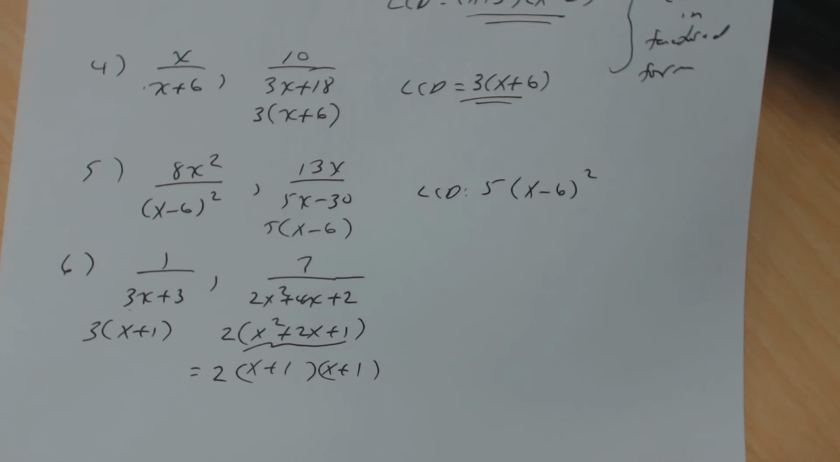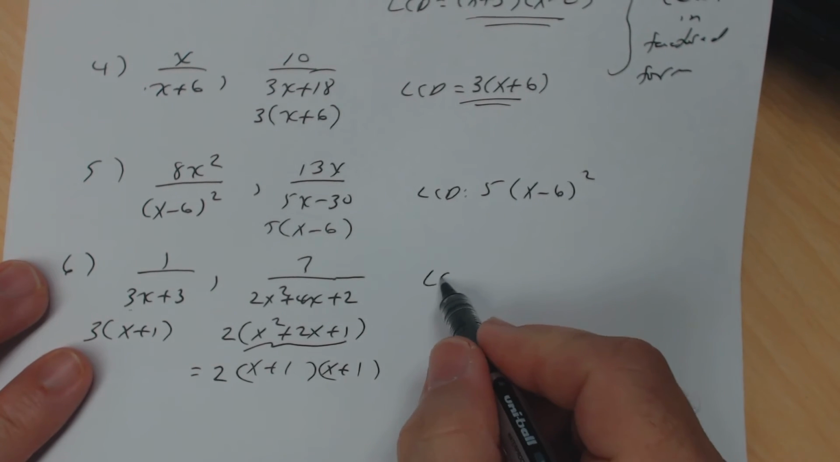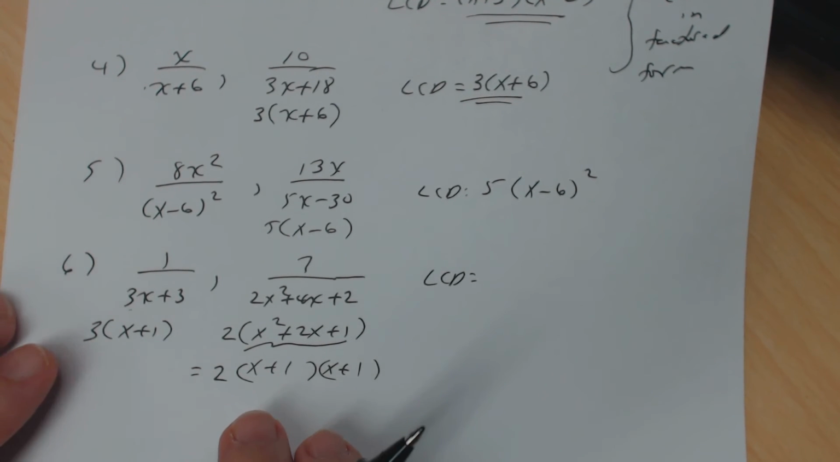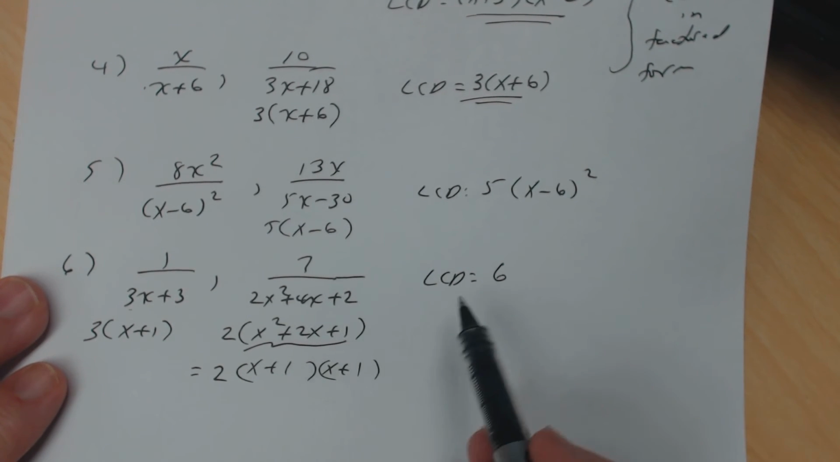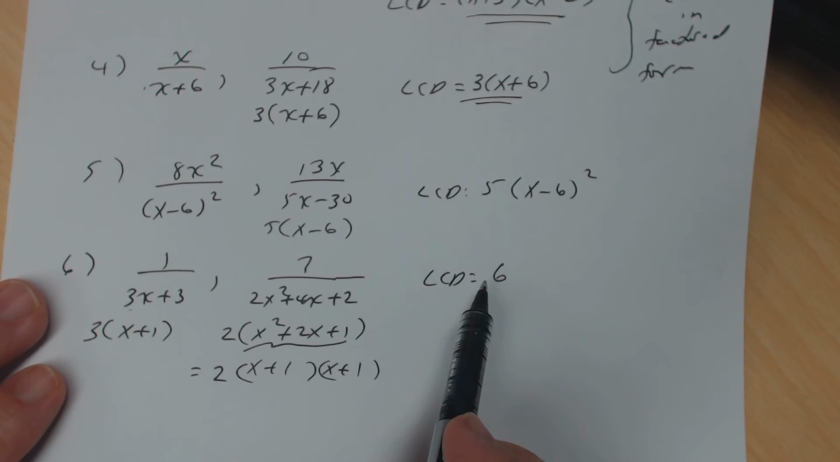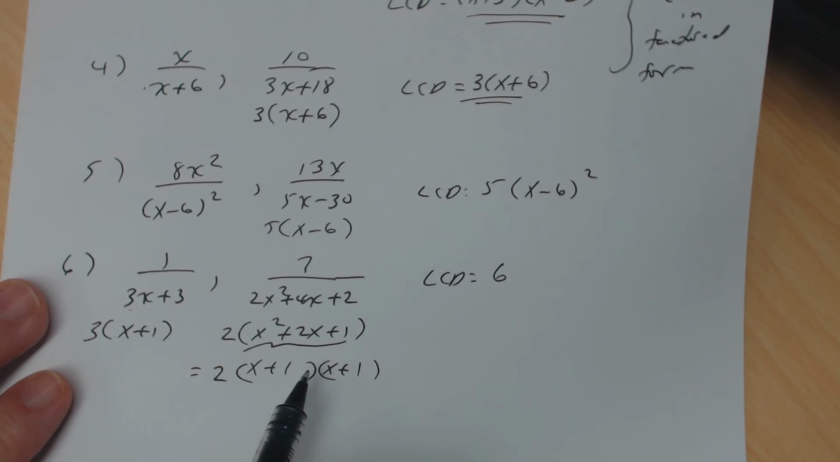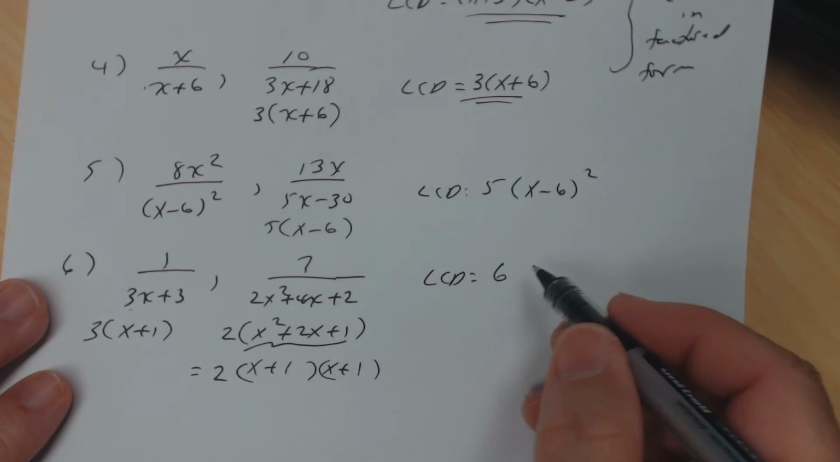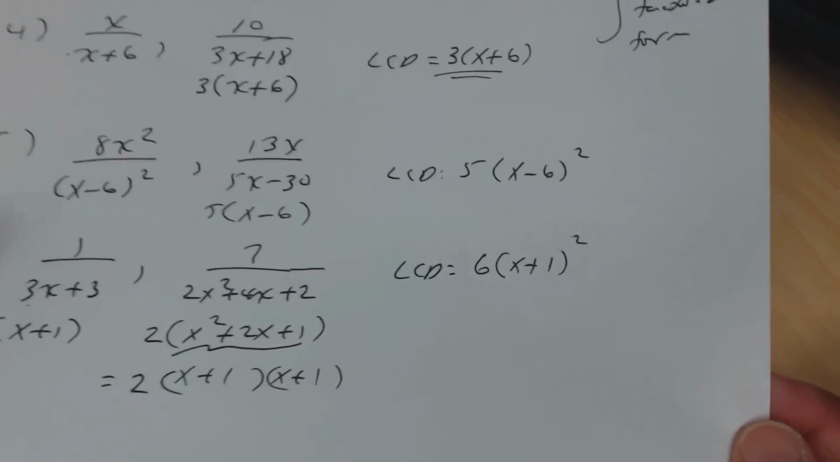Okay? All right, so let's do the coefficients first. This is a 3, this is a 2. The least common multiple of 3 and 2 is 6. So 3 goes into 6 evenly, 2 goes into 6 evenly. So far my least common denominator is 6. Here, my factor is x plus 1. There's only one factor of x plus 1 here. There are 2 here, 1 and 1. So I need 2 of them, x plus 1 squared. All right, so that was number 6.